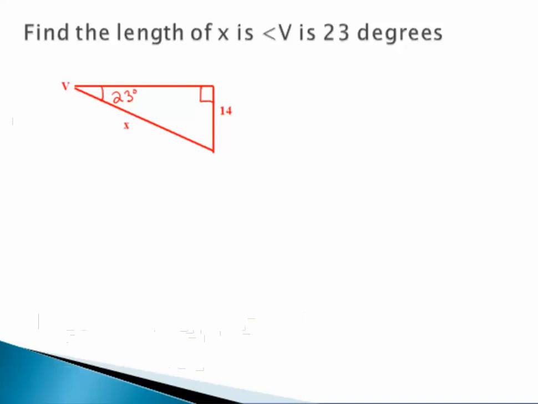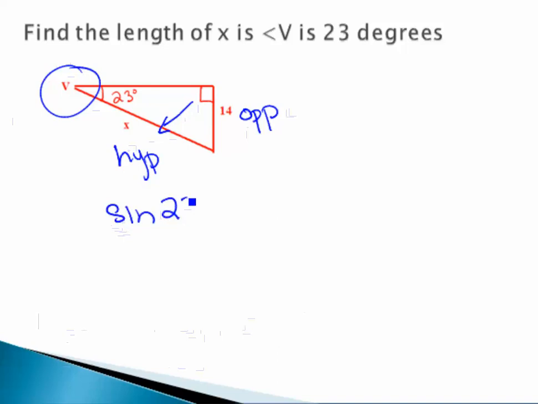We want to find the length of x. So again, from angle V, the side that's known, this is the hypotenuse, as it's across from the right angle. 14 is the opposite side. Opposite and hypotenuse is sine. So sine of 23 equals 14 over x. Using your calculator or table, sine of 23 is 0.3907. So that equals 14 over x.